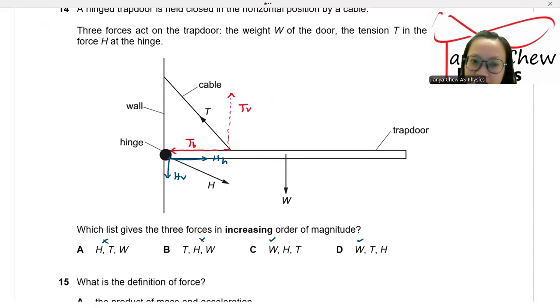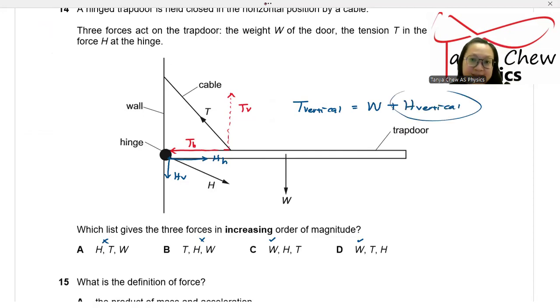Tension vertical is acting outwards, but the H vertical is acting downwards. So tension vertical is equal to weight plus H vertical. Could you see that the value of tension is larger than H? Because H has to act with weight to get tension. So tension is the largest one. After W, smallest one, followed by H, and then T.